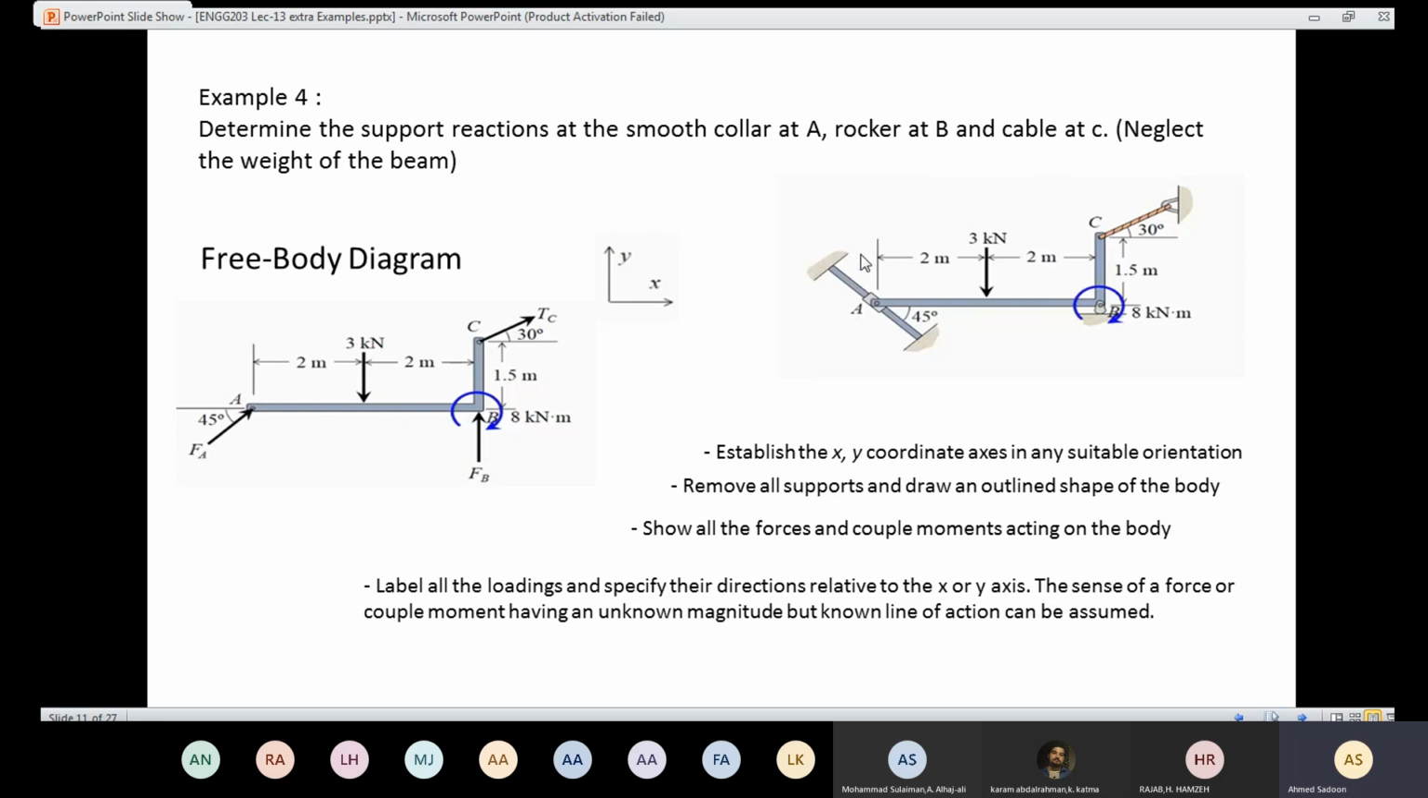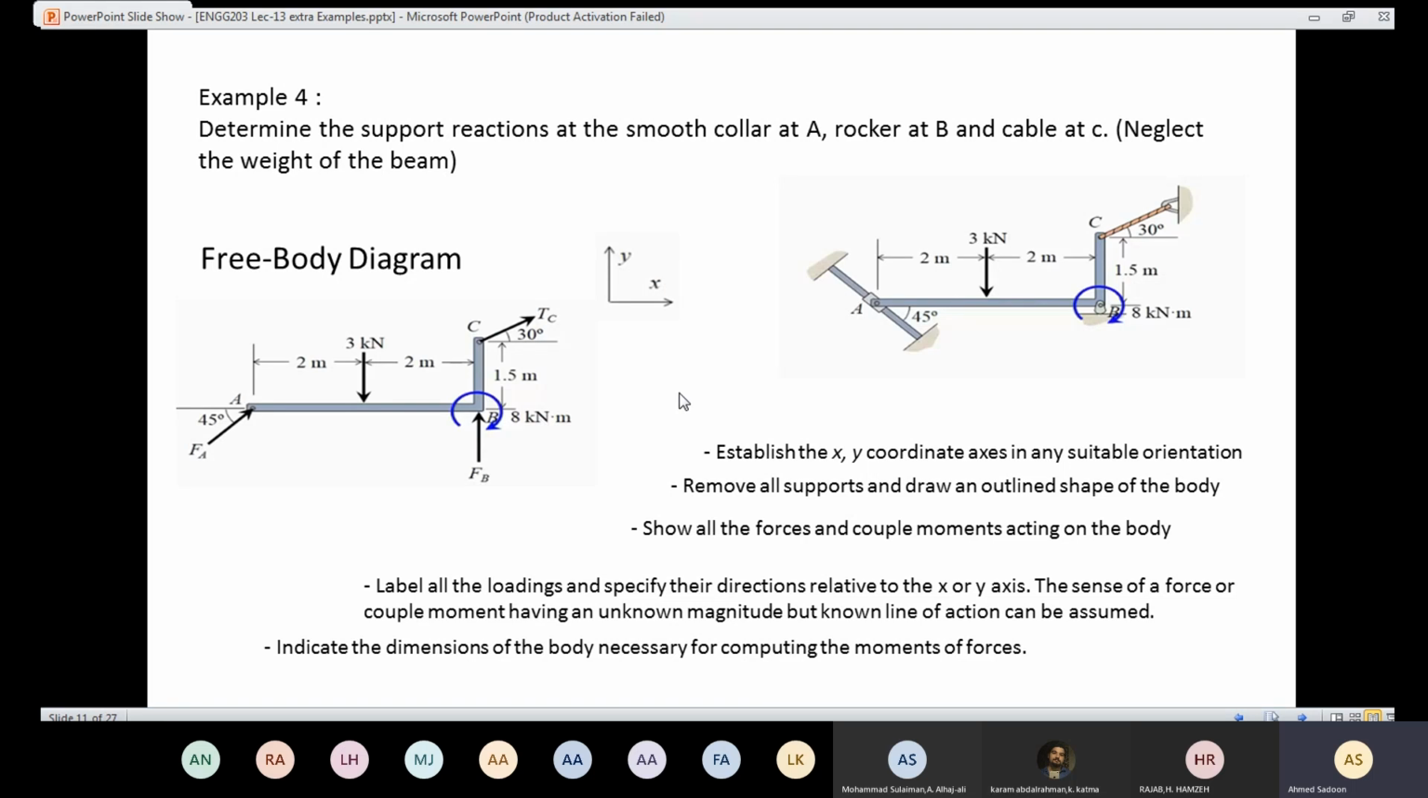Here we have FA. Like we said, we are going to replace the smooth collar here by a reaction perpendicular to that direction. I'm going to assume the direction. Like I said, it could be like that or it could be like that. So in this problem, we are going to assume the direction is like that. Here, we replace the cable and the rocker by only a reaction perpendicular to the surface of contact. Also, finally, we need to put the dimensions. The dimensions are important in order to calculate the moments.